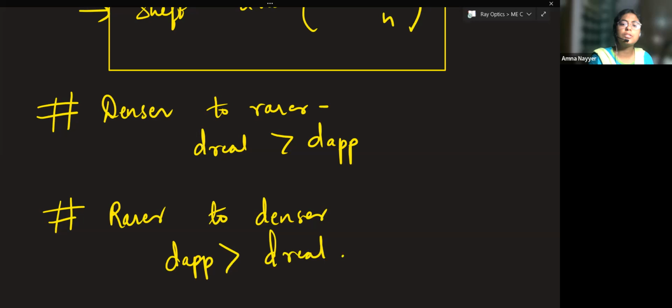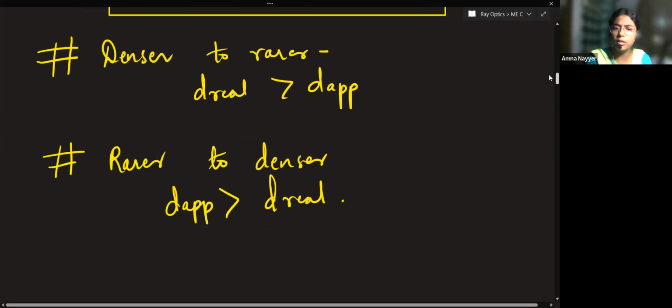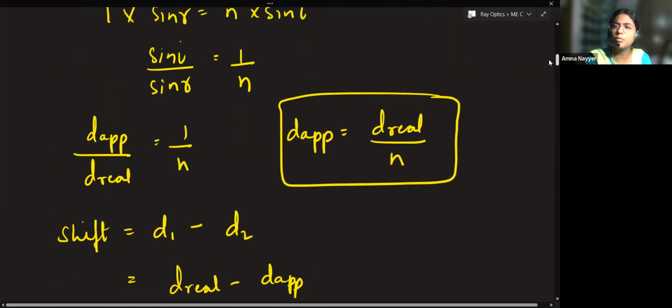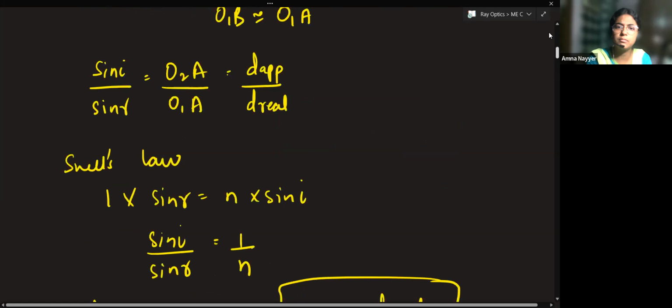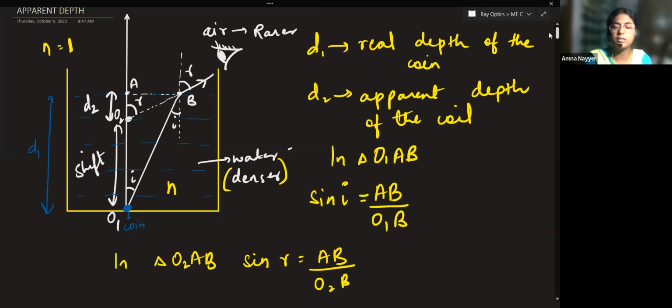All right. So numericals, let's do it after you write this down so that any queries and doubts you have, you can get clarified. So this was all about your apparent depth. This is just the formula. Derivation can be asked, theoretical questions can be asked, and numericals also can be asked from this.